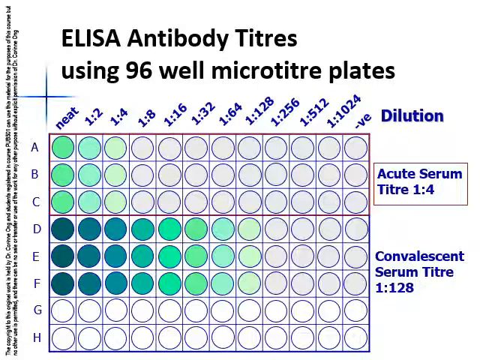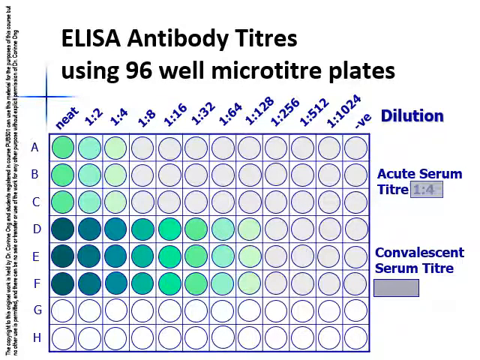In the top 3 rows, that's rows A to C, acute serum was added using various dilutions. These are doubling dilutions that range from neat undiluted to 1 in 2, then 1 in 4, to the final and 10th doubling dilution of 1 in 1024. In the next 3 rows, D to F, convalescent serum from the same case was also added in various dilutions. The convalescent serum is usually collected when the patient is recovering.